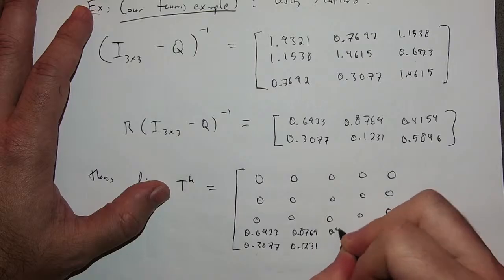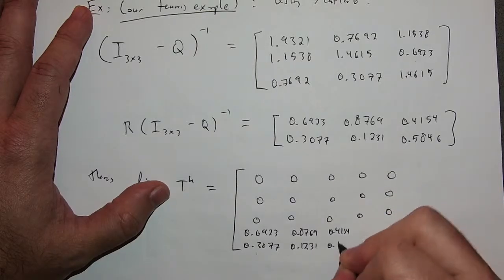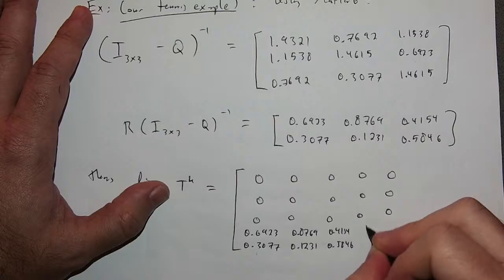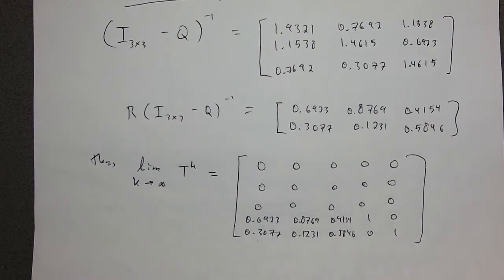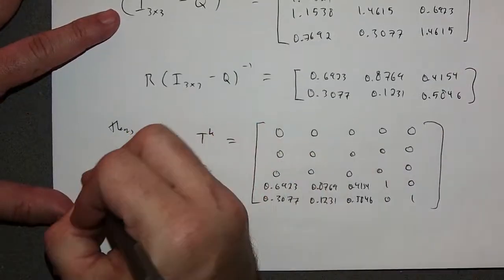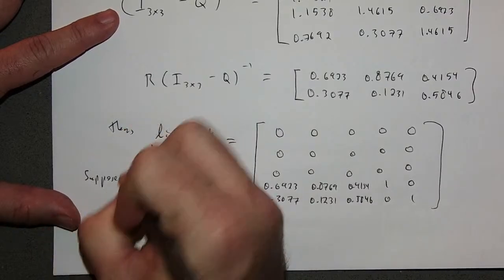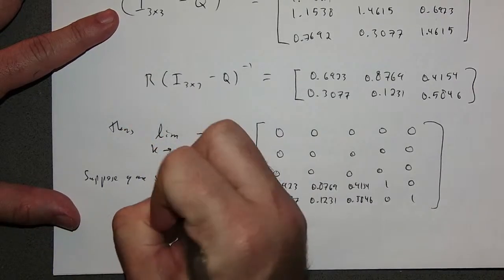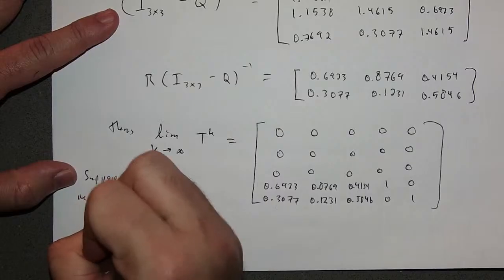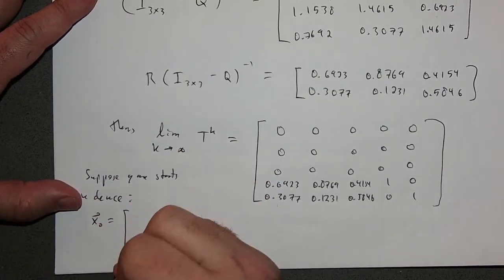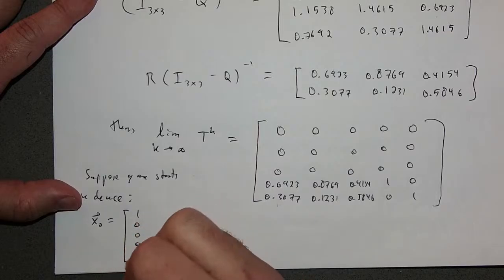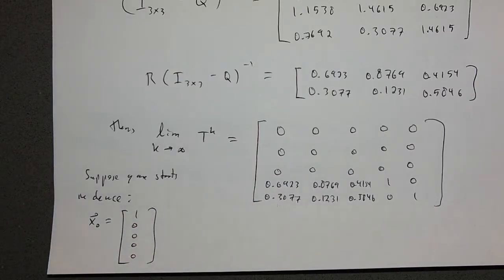Here. This is what I get. Now, what does this tell me? Suppose the game starts in deuce. Of course, this corresponds to a choice of initial vector. It looks like this.